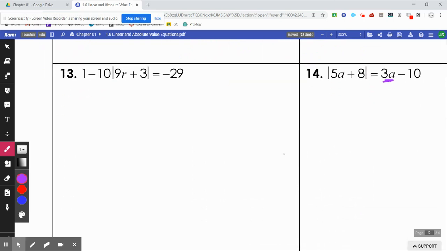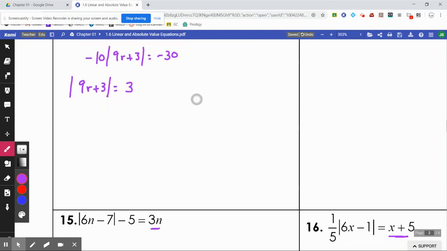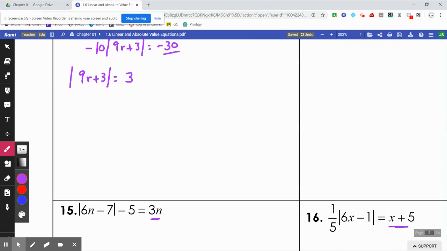Number 13. Two things to move over. Let's move the 1 over first. You now have negative 10 times the absolute value of 9r plus 3 equals negative 30. Dividing by negative 10 gives you the absolute value is equal to 3, which is legal. Now up here you had absolute value times something equal to a negative, so you have to completely isolate, and that's why. Split it. 9r plus 3 is 3. 9r plus 3 is negative 3.